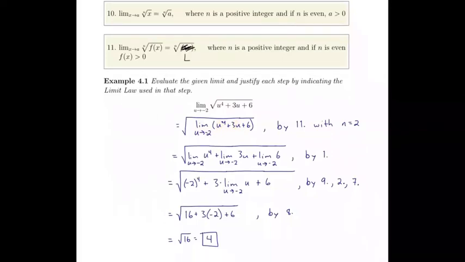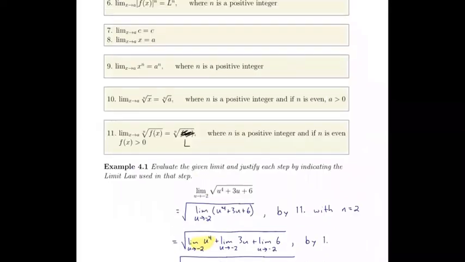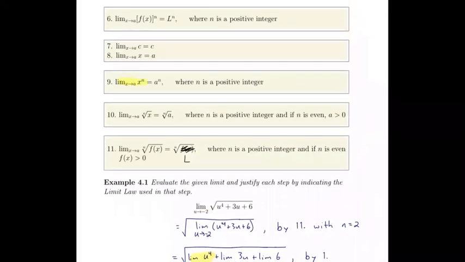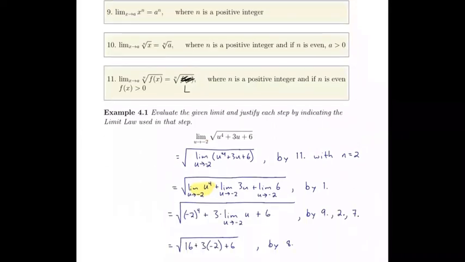And the next thing we see here is that we're looking at this limit, u to the fourth. This is a power function limit: the limit as x goes to a of x to the n. In this case, it's u going to -2 and it's u to the fourth. Well, this is now -2 to the fourth, right? We can plug that in as we have in limit law number 9.